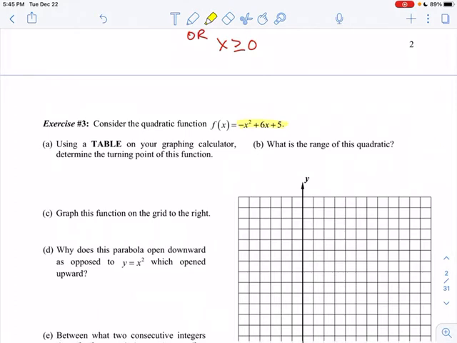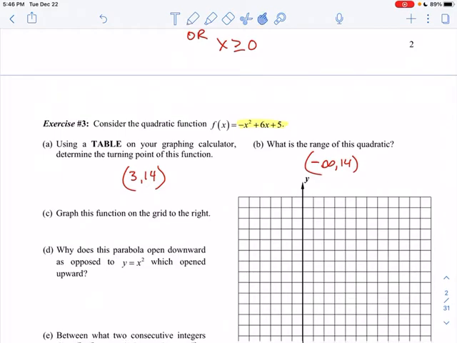But you're going to put that into your graphing calculator, y1. So I'm going to do negative x squared plus 6x plus 5. And then I'm going to go to my table. The turning point is going to be at (3, 14). Make sure that you can put that into your graphing calculator and see where that turning point is. The range of this quadratic, that's the y's, is from negative infinity to 14. And then we want to graph it.